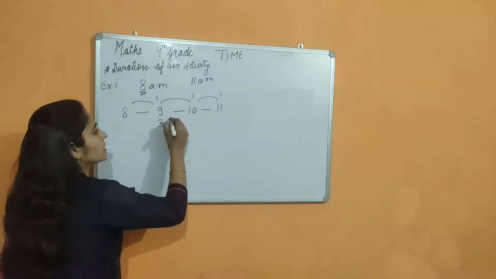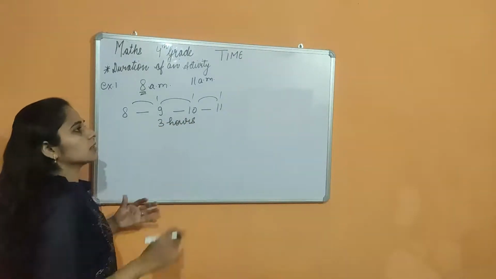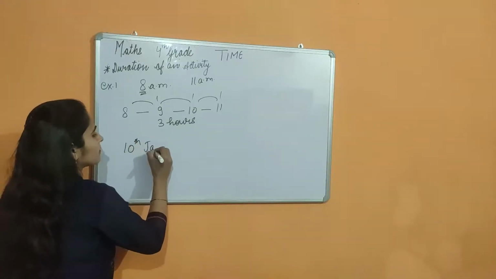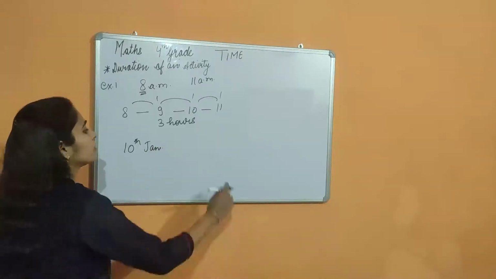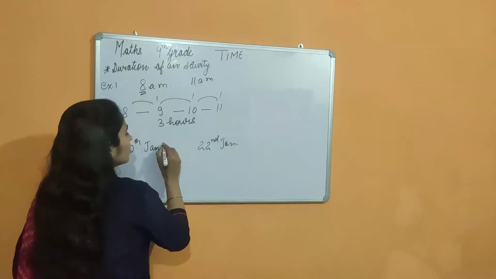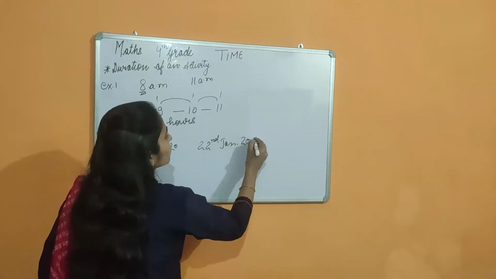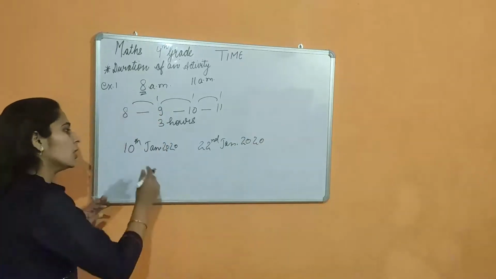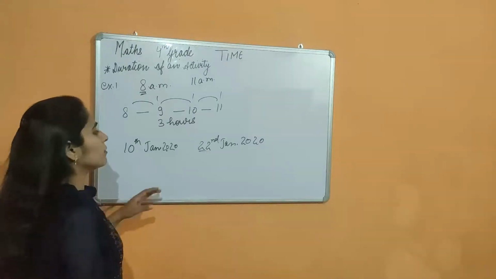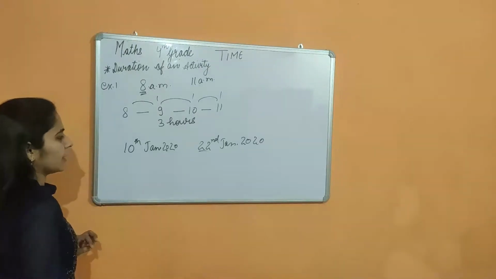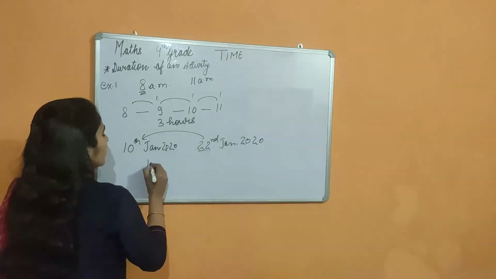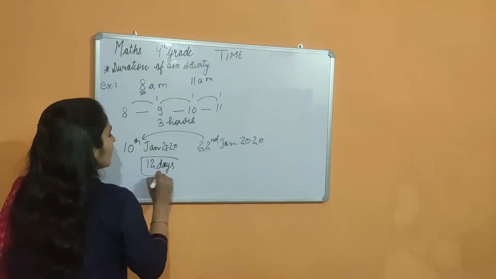So how many hours will it take? 3 hours. Like this, suppose you started an activity on 10th of January and ended that activity on 22nd January of that particular year only. What is the duration of this activity? You will count the number of days. You will just subtract 10 from 22, and your answer will be there. So 22 minus 10, what will be the answer? 12 days. So for 12 days your activity lasts.